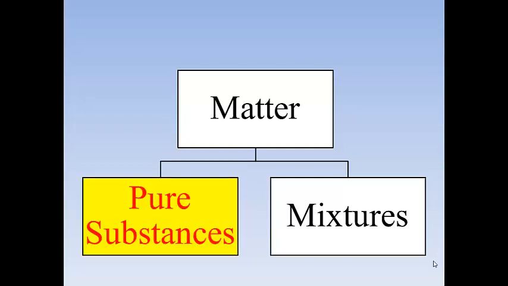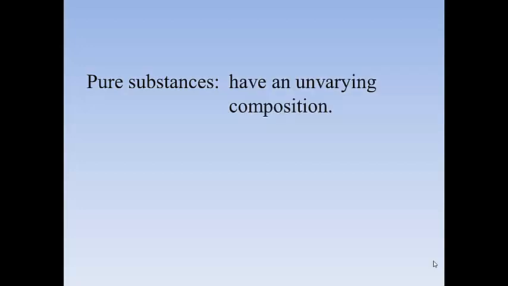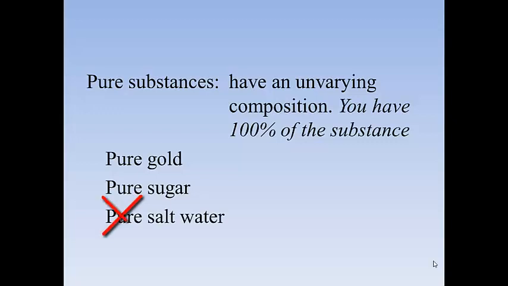This video is going to concentrate on pure substances, and so the first thing we need to do is define what a pure substance is. A pure substance has an unvarying composition. You will have 100% of the substance. So you can have pure gold. You can have pure sugar. You cannot have pure salt water. Why? Because you can have salt water that is more salty or less salty. The amount of sodium chloride to the water ratio can vary.